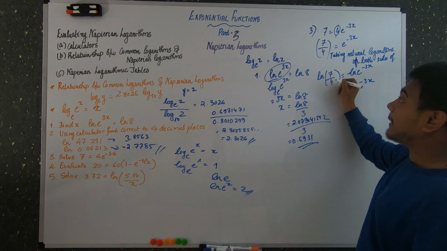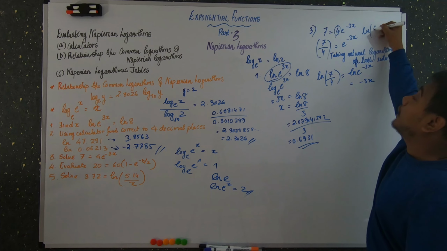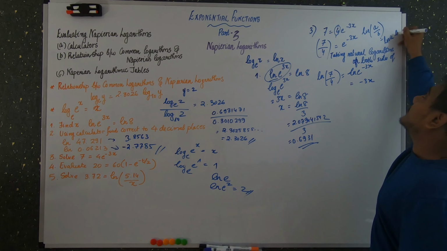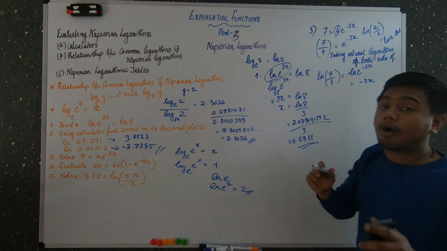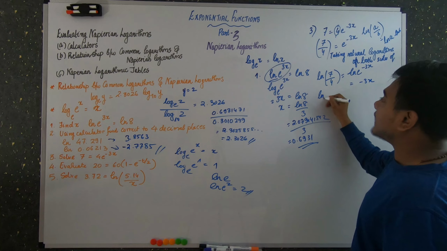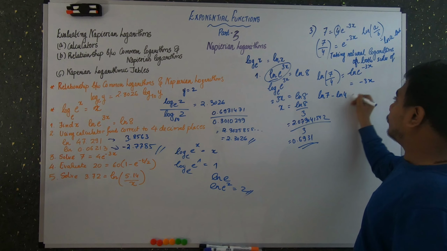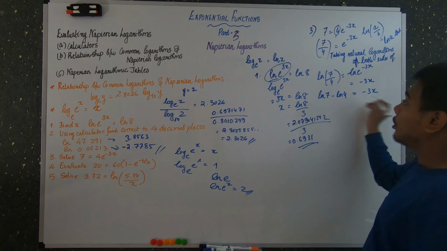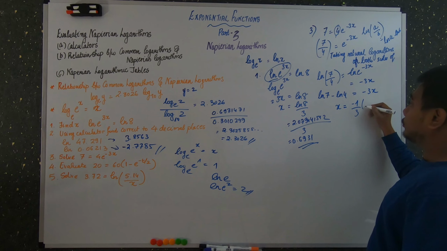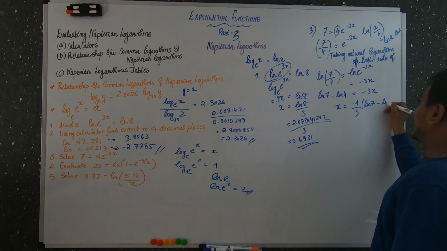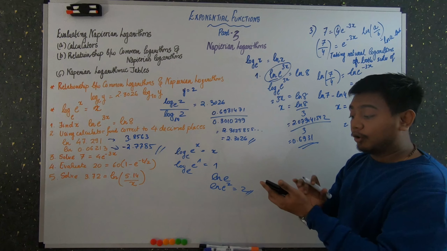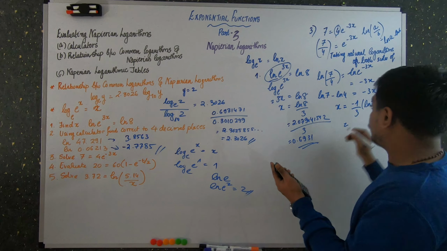Again, ln of 7 by 4. You have already learned in logarithms that logarithm of a by b is the same as log a minus log b. So I can write this as ln of 7 minus ln of 4 is equal to minus 3x, or in other words, x is equal to minus 1 by 3 into ln 7 minus ln 4. So let's find what is ln 7. I'm taking only up to 4 decimal places.